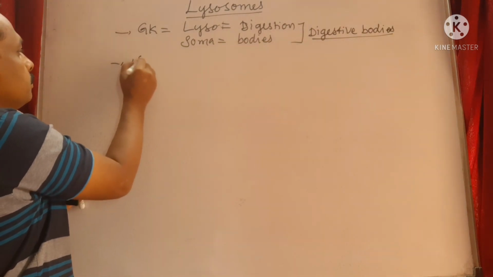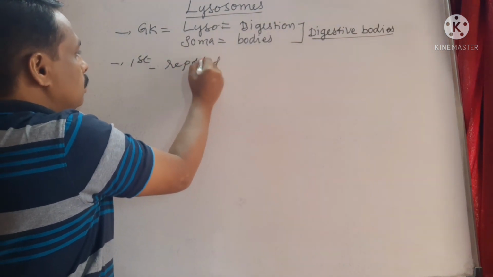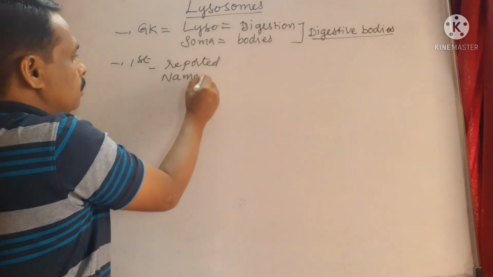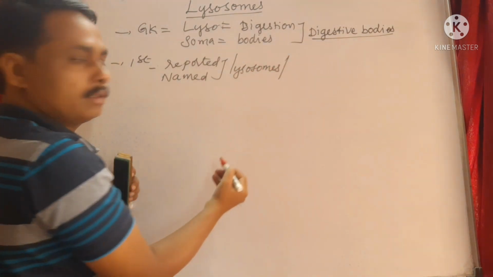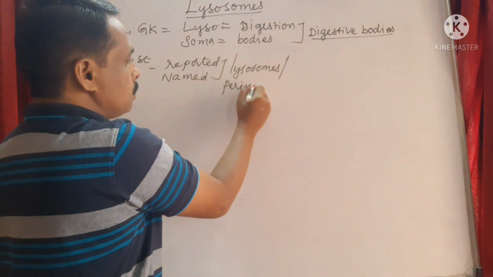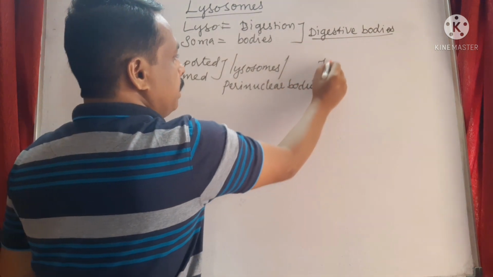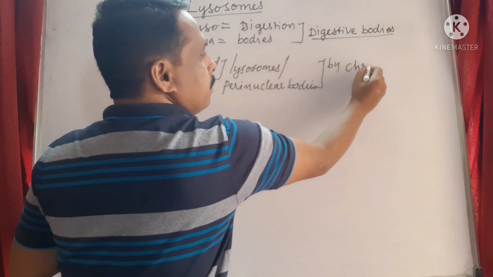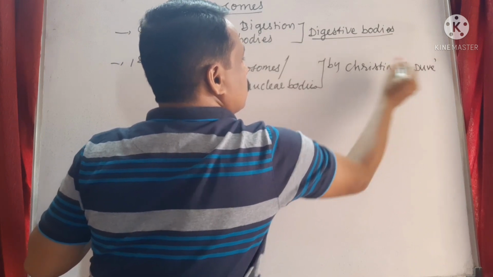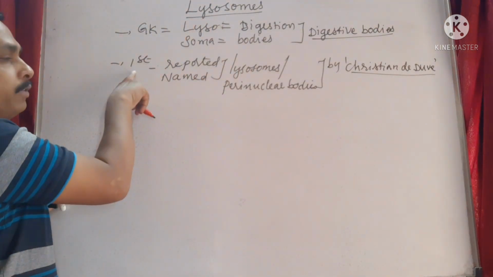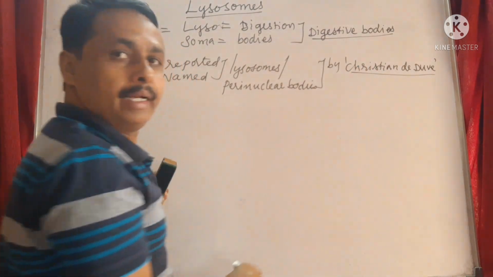At first, these were reported and named as lysosomes or perinuclear dense bodies by Christian de Duve.